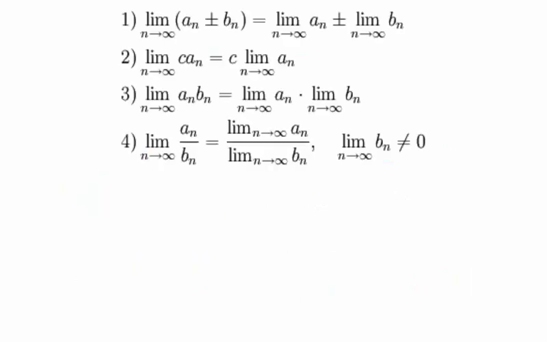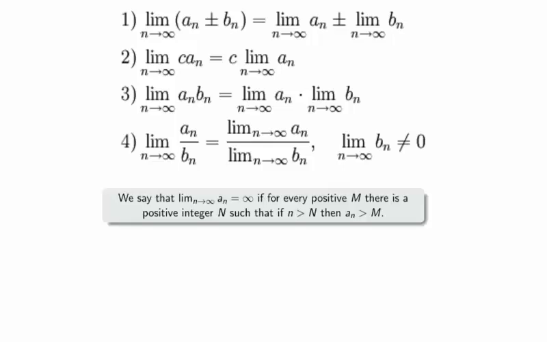As you would expect, all of the limit laws from before hold for sequences, so keep them in mind when computing limits. Similarly, we also have the notions of infinite limits of sequences. We say that the limit as n goes to infinity of a sub n equals infinity if for every positive M there is a positive integer capital N, such that if n is bigger than capital N, then a sub n is bigger than M. This essentially says that by going out far enough in the sequence, you can make the terms a sub n as large as you want.